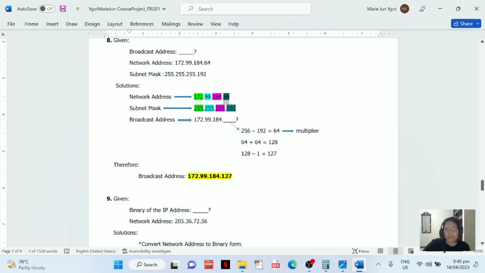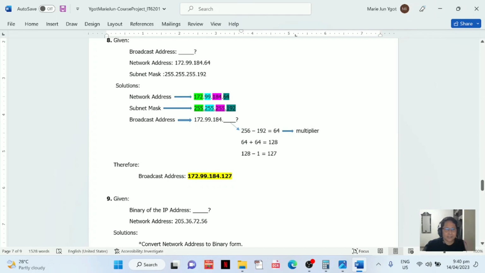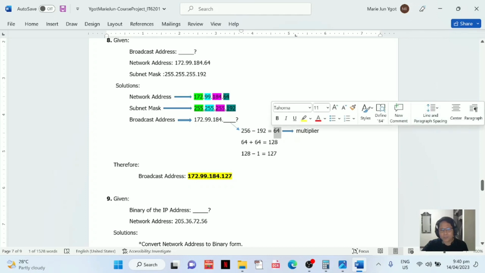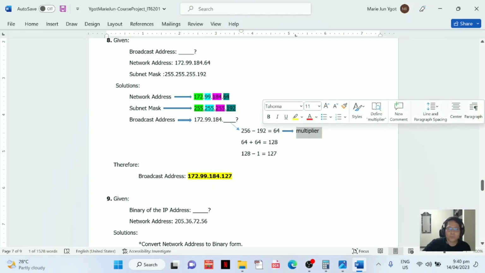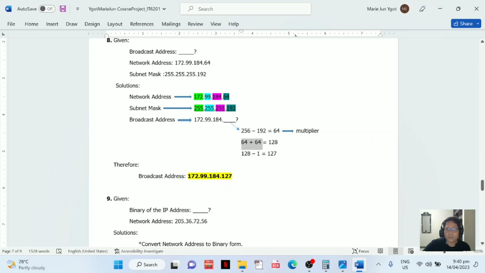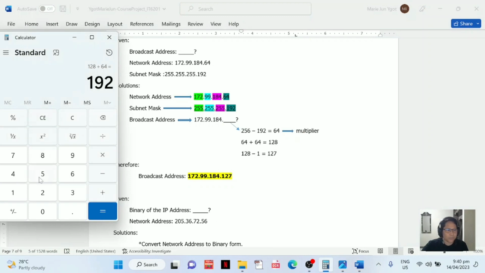So by using our multiplier, 64, 64 is not greater than 64. It's equal, right? So we need to find a number which is greater than 64. Since they are the same number, we need to find a number that is greater than 64. So by using our multiplier here, I'm just going to add 64 by itself. 64 plus 64 is equal to 128. Let me check first.